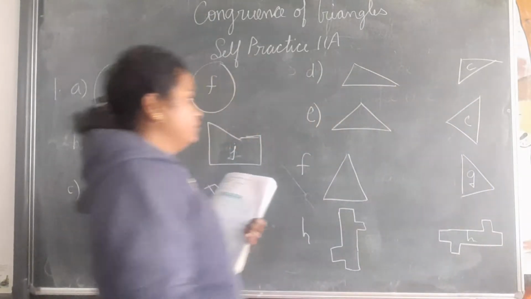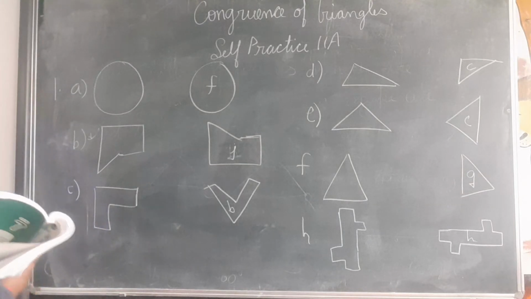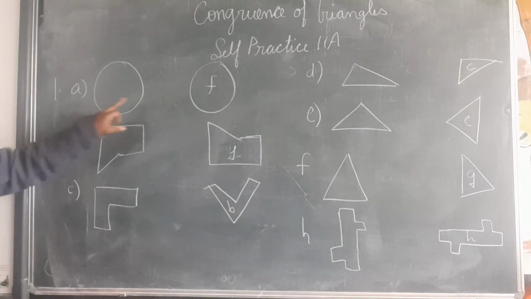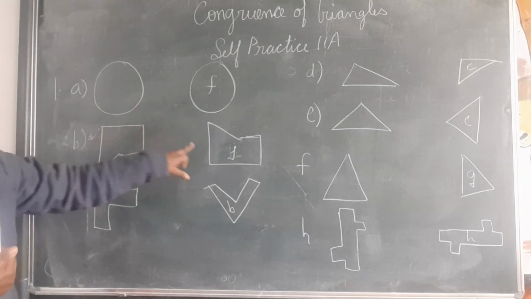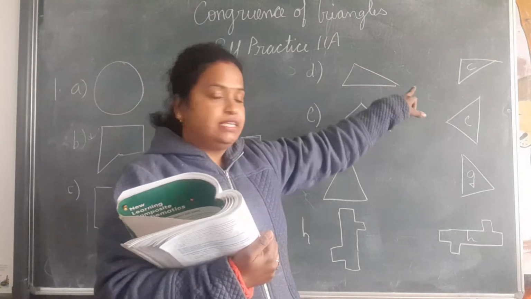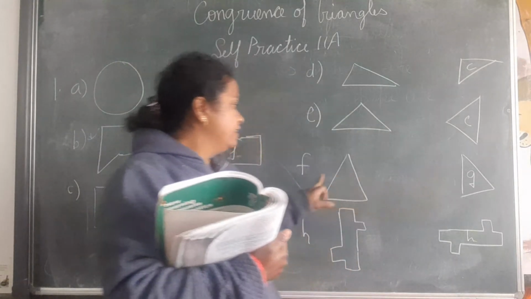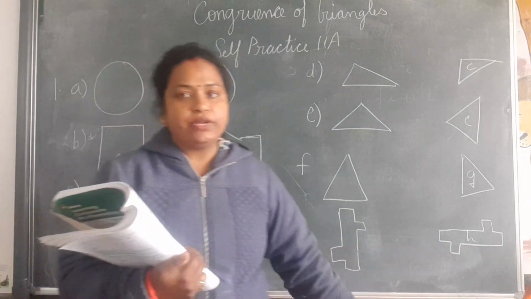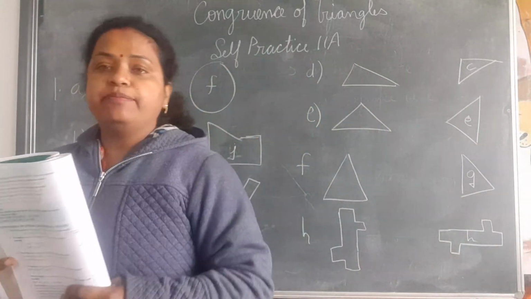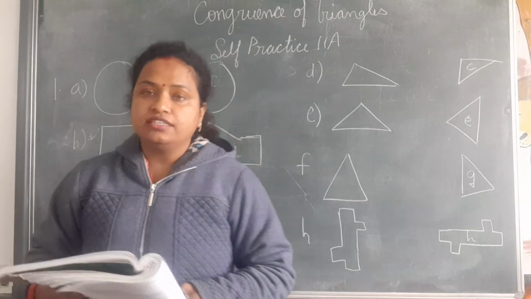Now you see all the 8 figures. They are mostly similar to each other. As they are similar, you will say that A is congruent to F, B is congruent to J, C is congruent to B, D is congruent to C, E is congruent to E, F is congruent to G, and H is congruent to H. This way you can see that their shape and size are the same, so they are congruent to each other.